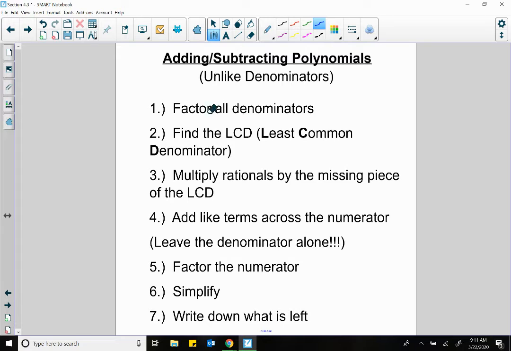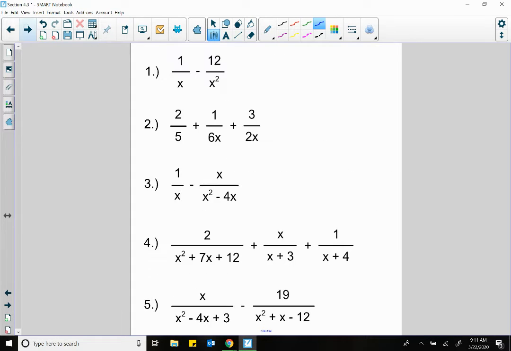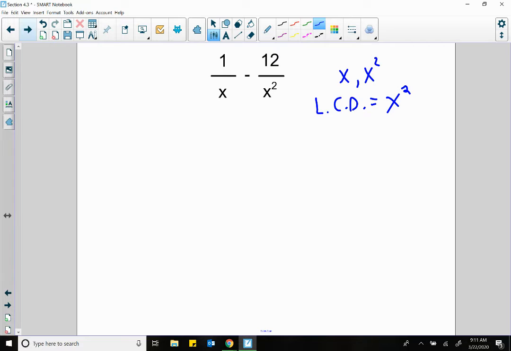But if my denominators needed to be factored, we would have done that. So now we're going to multiply all the rationals by the missing piece of the LCD, okay? So let me show you what that looks like. We're going to manipulate these to both become x squareds on the bottom. We know that that's going to happen, okay?